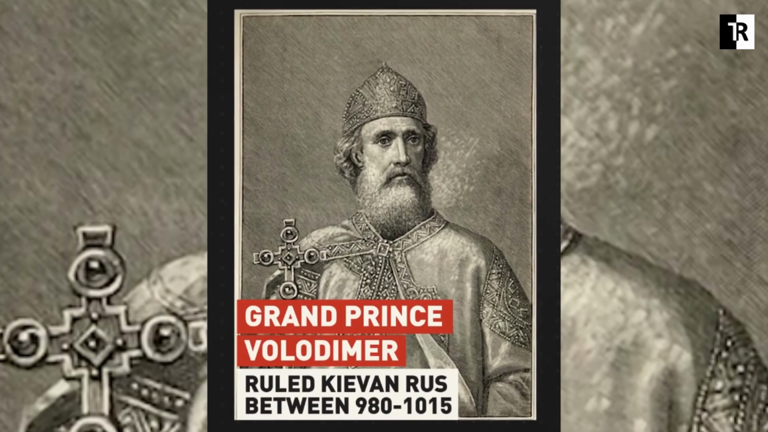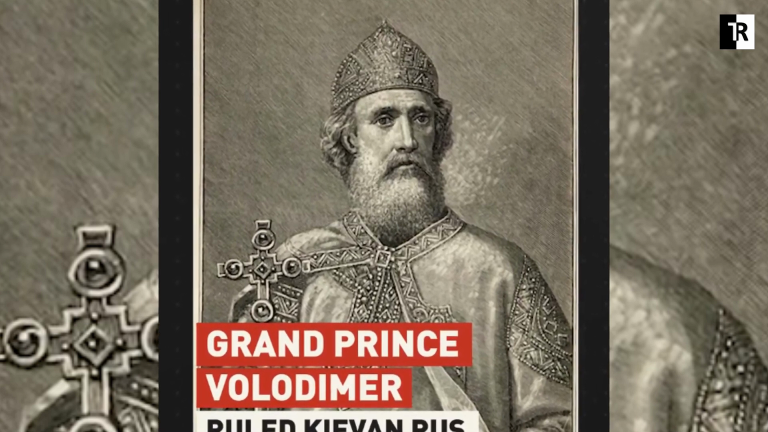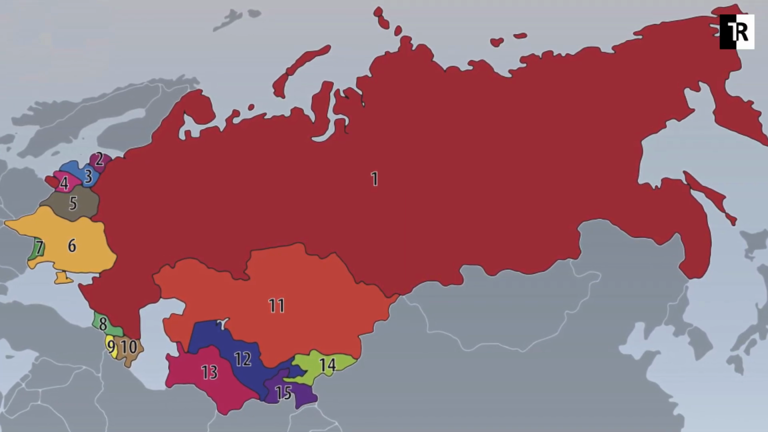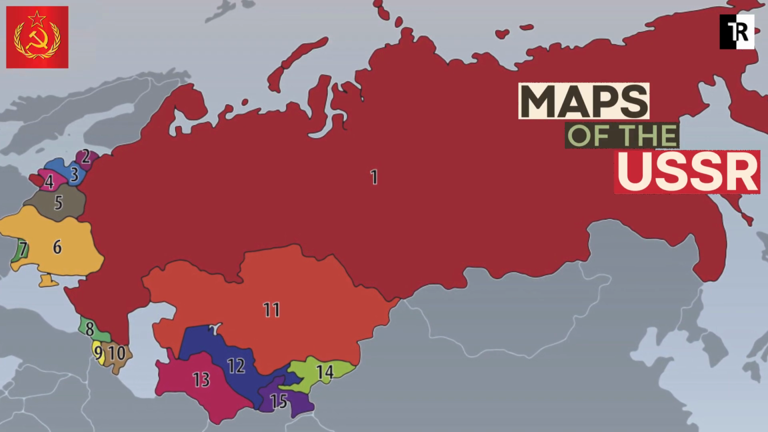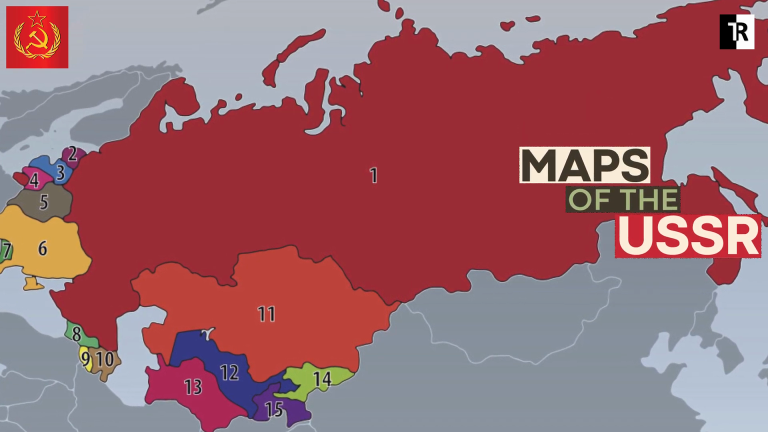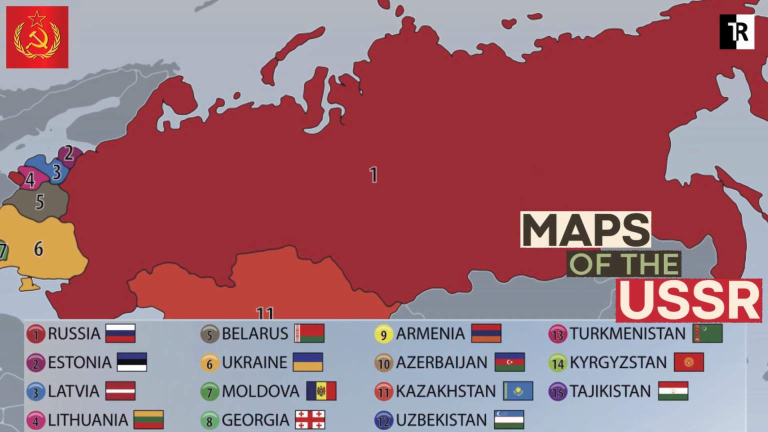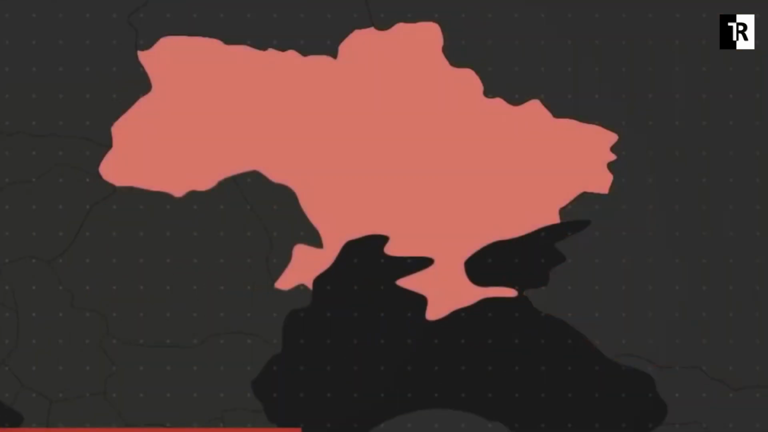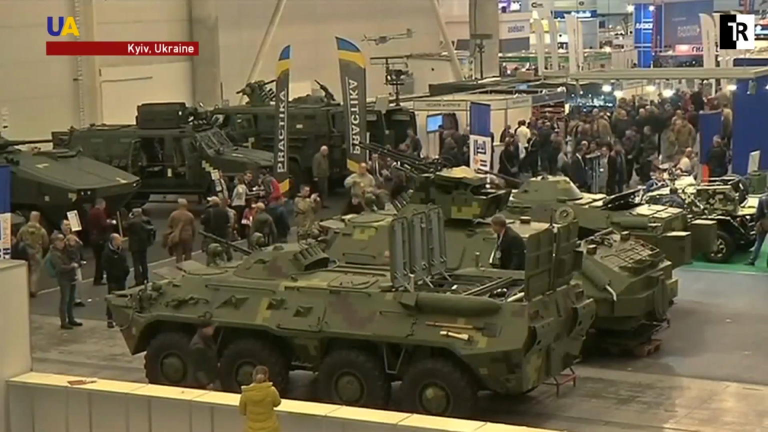The area was ruled by Vladimir the Great, who was the great prince and ruled from 980 to 1015 AD. With the passage of time, a lot changed, resulting in the emergence of a communist state in the 1900s: the Union of Soviet Socialist Republics, also known as the Soviet Union or USSR. The USSR was a federal union of 15 republics, and Russia was the most powerful of them. Ukraine was the second most powerful, with large agricultural land and a well-established defense industry.